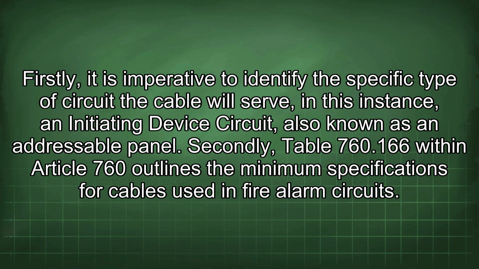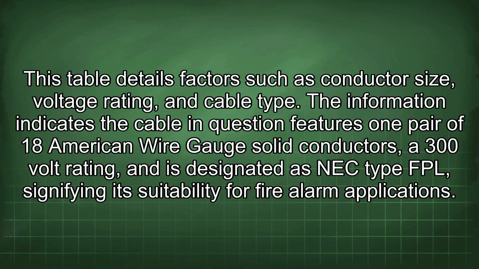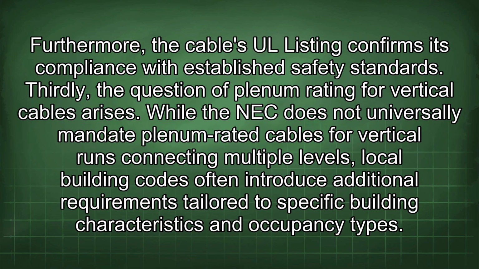Secondly, Table 760.166 within Article 760 outlines the minimum specifications for cables used in fire alarm circuits. This table details factors such as conductor size, voltage rating, and cable type. The information indicates the cable in question features one pair of 18 American wire gauge solid conductors, a 300 volt rating, and is designated as NEC type FPL, signifying its suitability for fire alarm applications. Furthermore, the cable's UL listing confirms its compliance with established safety standards.